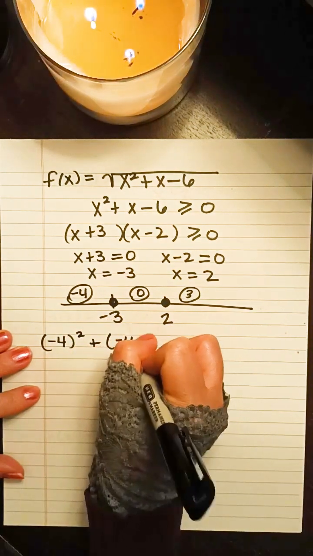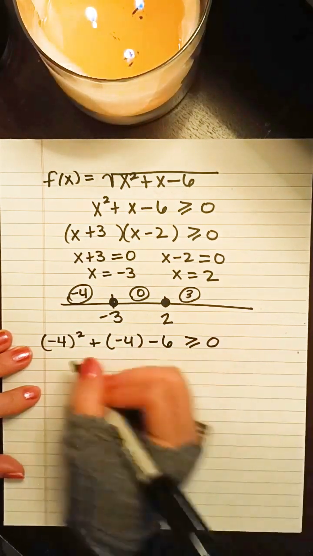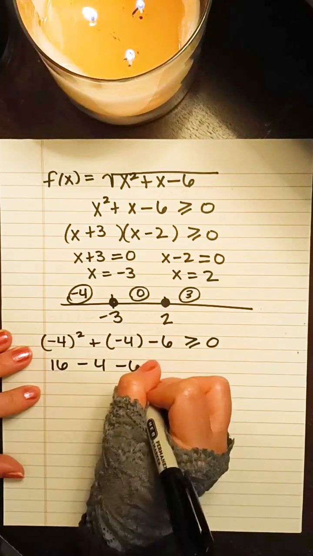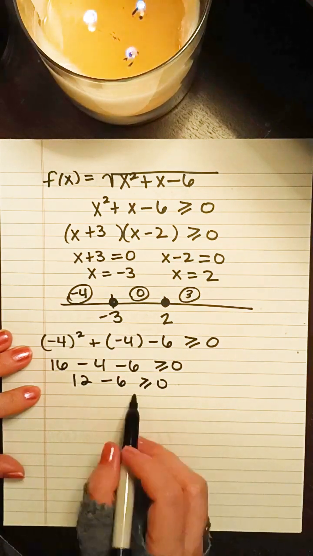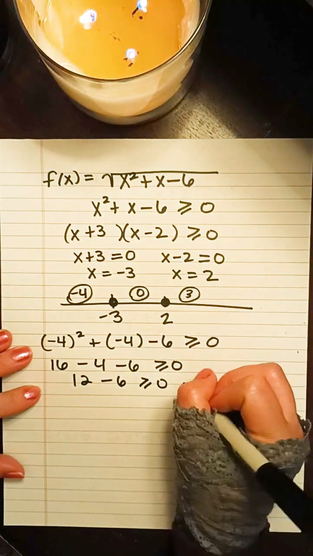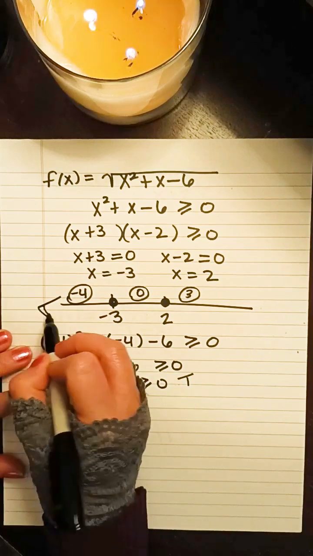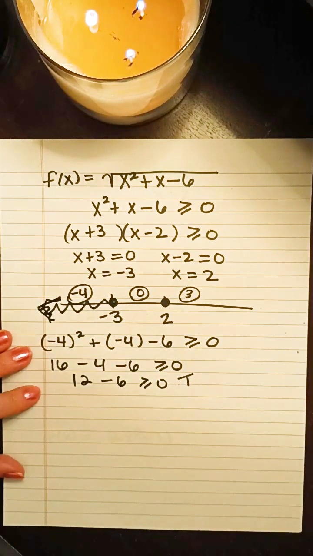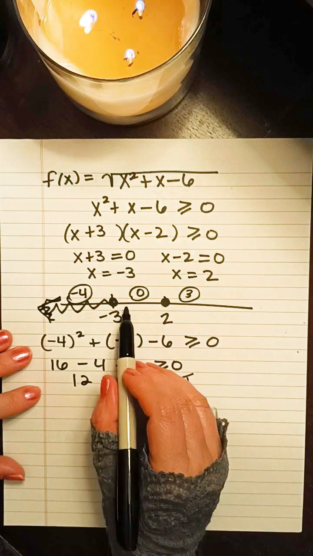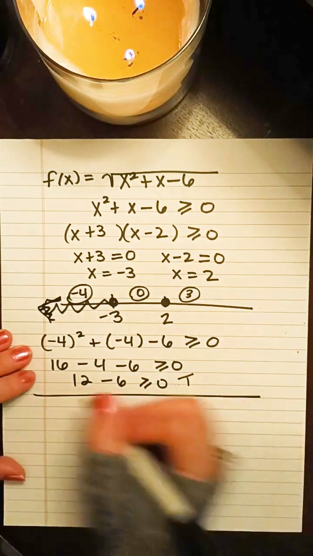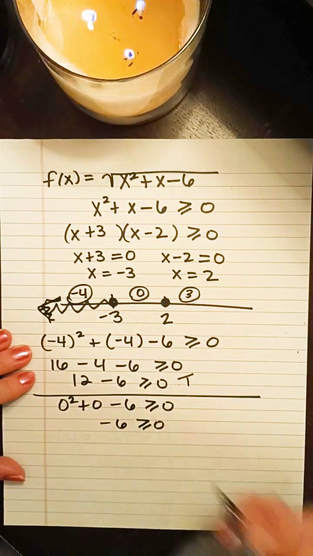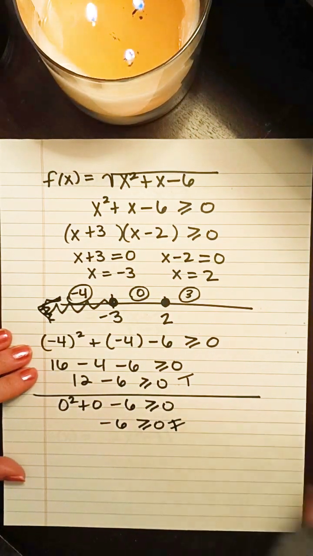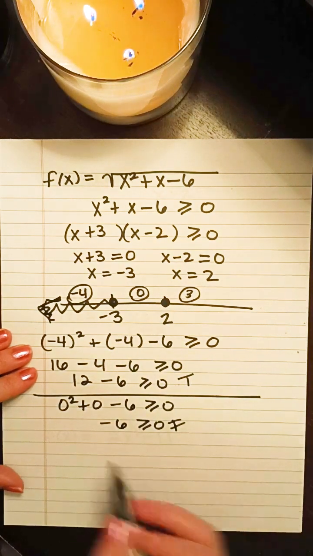I'm going to replace x with 4 to get 16 minus 4 minus 6. And I can see clearly that 6 is greater than or equal to 0, and that's true. So all these numbers over here are good. When I replace x with 0, to see if that is true, I get negative 6 is greater than or equal to 0, which is clearly false. And so these numbers aren't going to work.